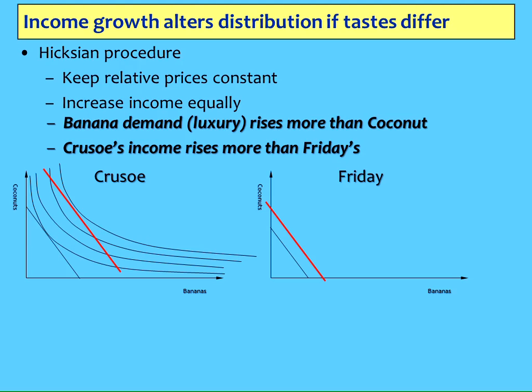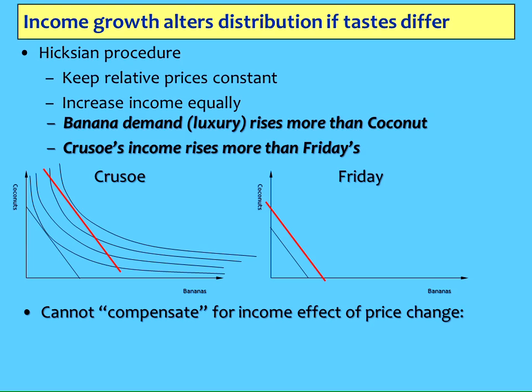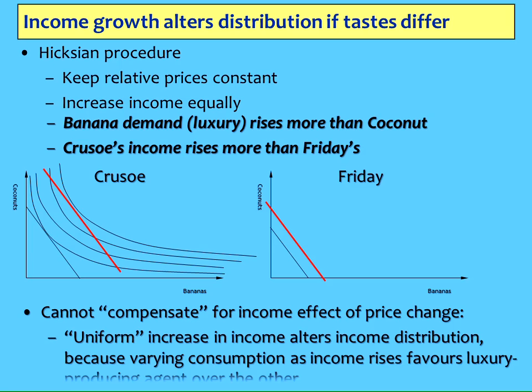You'll actually cause the distribution of income to change simply because the tastes of two agents are such that one commodity is a luxury and the other is a necessity. So you can't compensate for the income effect of a price change as you can with an isolated individual. You've got yet another limitation of what you can do. So a uniform increase in income alters the distribution of income because of tastes being different. Because one item is a luxury, the other is a necessity. Increasing the proportion benefits the party who produces the luxury, even though you're keeping the number of items in strict proportion to each other.